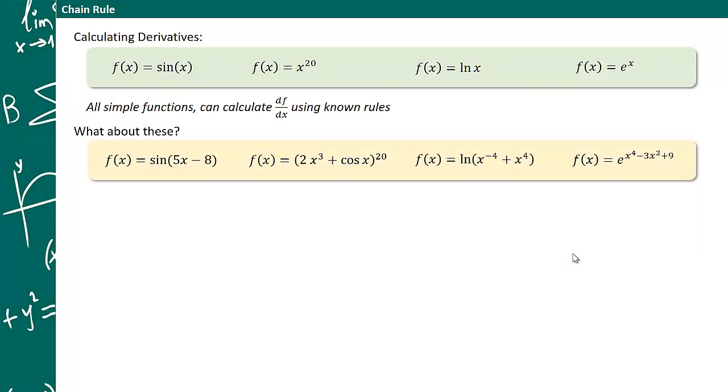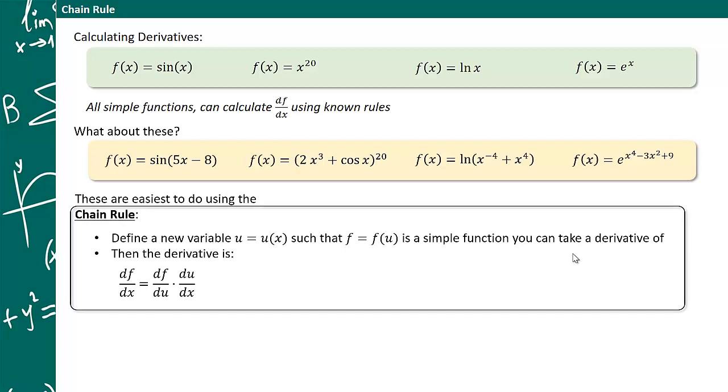For instance, sine of 5x minus 8. Or 2x cubed plus cosine of x, all to the 20th power, and so on. So these are a little bit more complicated to find the derivatives of, and in order to calculate the derivatives, we need to use the chain rule. And there's a really nice way to remember how to do the chain rule to calculate these types of derivatives.